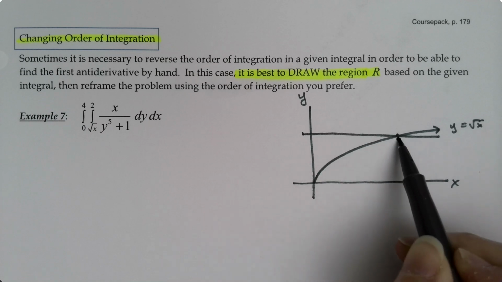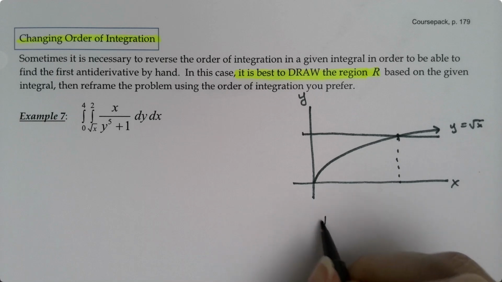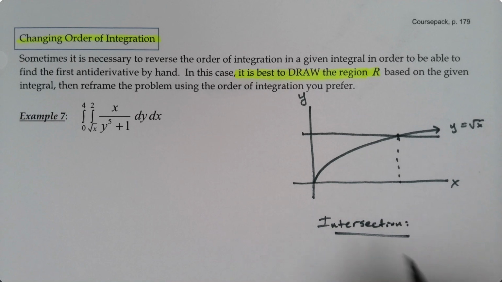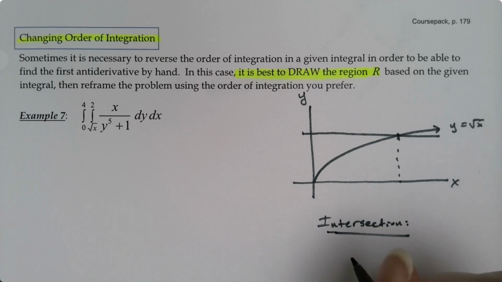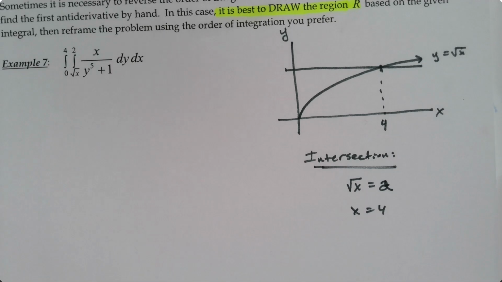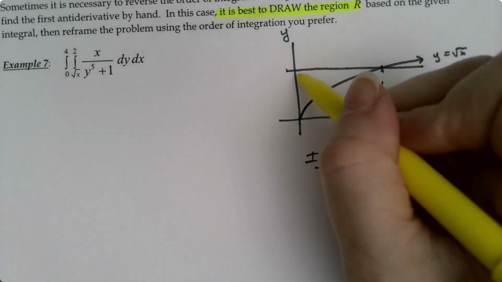And of course, we need to know their point of intersection. So let's find that real quick. We could do this with Desmos as well, or with Maple, but this one's particularly easy to do. So we want the square root of x equals 2, so x equals 4. All right, so our region of integration is right here.